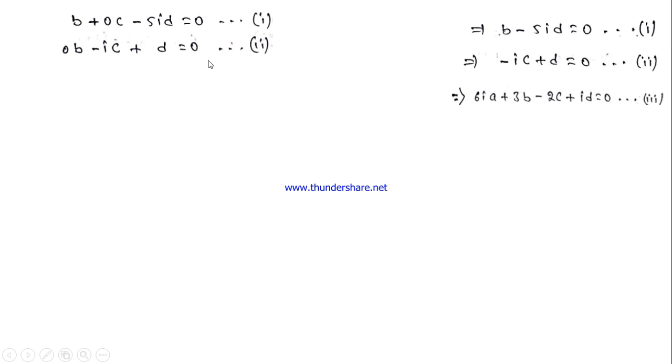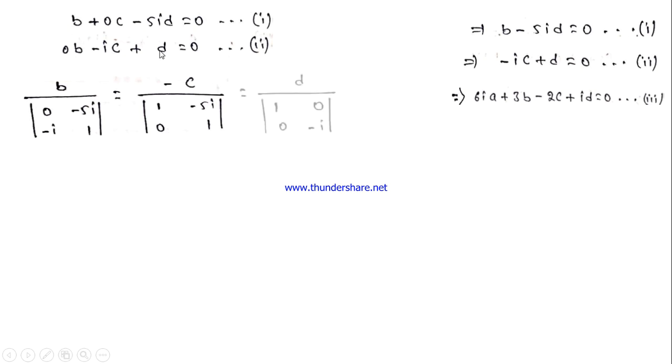So next part people already know. By using the rule of cross multiplication, we will write b divided by, leaving this column, the determinant of the other two columns: 0 minus i, minus 5i 1, which is equal to minus c divided by the determinant 1 0, minus 5i 1, which is equal to d divided by the determinant 1 0, 0 minus i. It's very important.